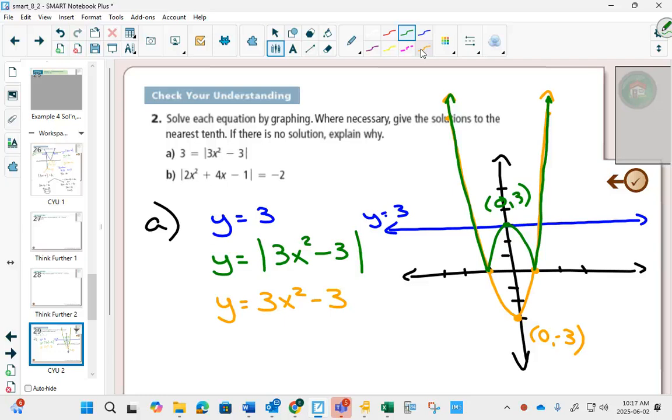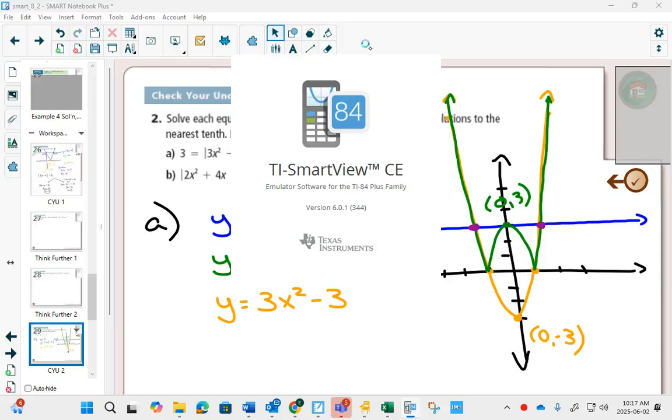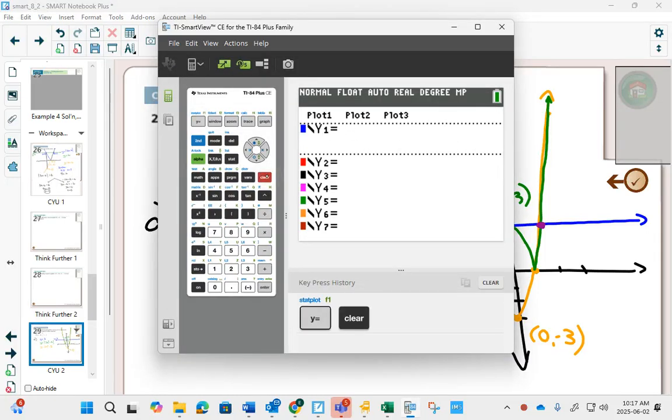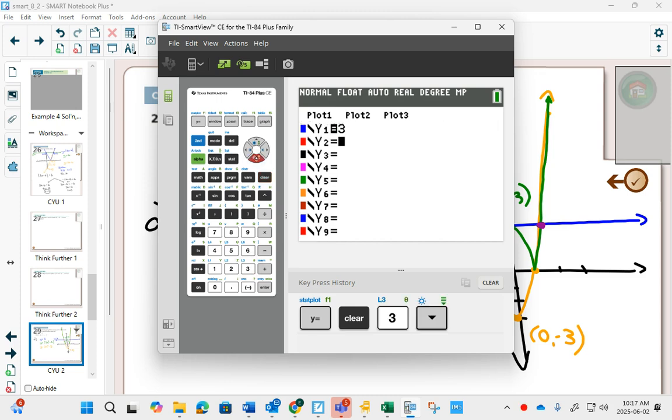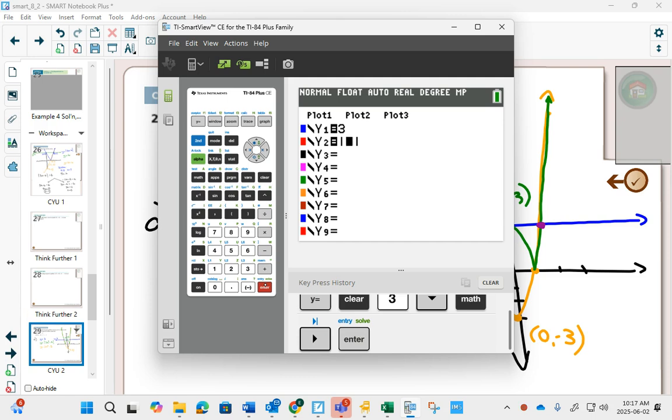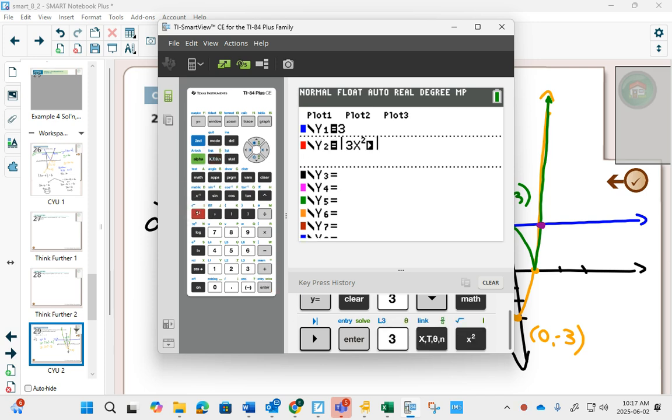But unfortunately, this point in purple and this point in purple are not easy to see from the graph because they're somewhere between 1 and 2 or -1 and -2. So this would be a question that if you wanted to solve it graphically, you'd either need to use the Desmos online graphing calculator program or your graphing calculator. So on my graphing calculator, I'm going to graph y equals 3 in one equation, and I'm going to graph the absolute value, which you can do by hitting the math button, going over to number, and hitting number 1. So math, over to number, absolute value, and we had 3x squared minus 3.